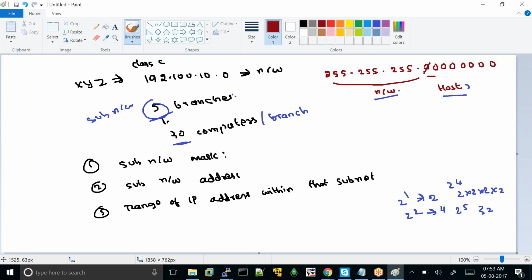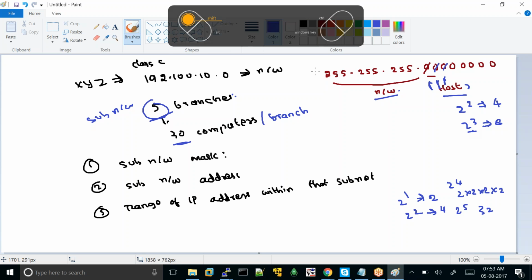If you borrow 1 bit, 2 to the power of 1. If you borrow a second bit, 2 to the power of 2, which is equal to 4. So 2 to the power of 3, which is equal to 8. Therefore, we need to borrow 3 bits. Why so? Because we need 5 subnets. If we borrow 2 bits, we can have at the maximum only 4 subnets, that is not sufficient. Therefore, we need to borrow an additional bit, 2 to the power of 3. At the maximum, we can have 8 subnets. Our requirement is 5 subnets.